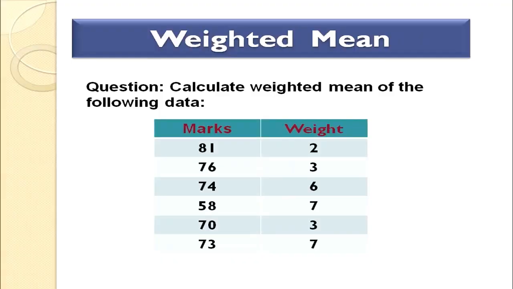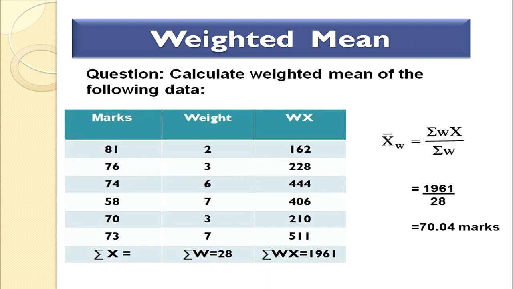Now students, let's take an example to compute weighted mean. In this particular question, as you can see, it is given: calculate weighted mean of the following data. Marks and their weights have been given. So let's see how we are going to solve it. Here we make one more column of Wx. We will multiply these weights with the respective marks. Marks are x variables, so Wx will be the next column.